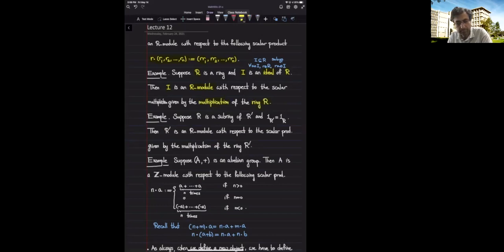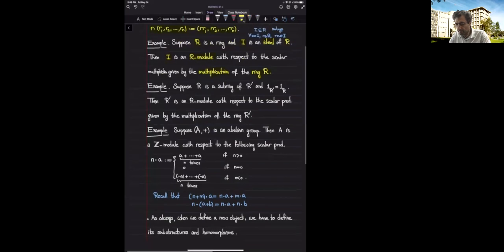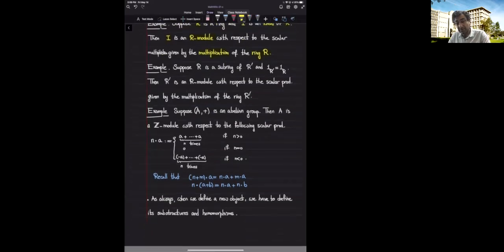Okay, so far we have three examples: vector spaces over fields, R to the n for an arbitrary ring R, and every ideal of R. Another important example, maybe we do not discuss it as much now, but we did it earlier for fields.